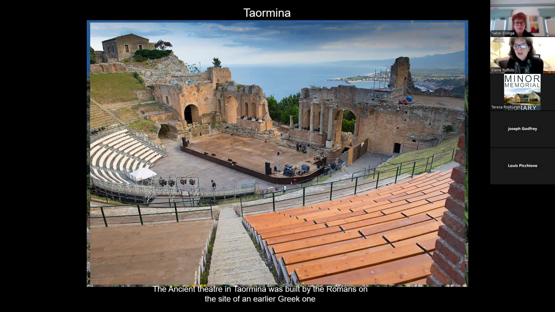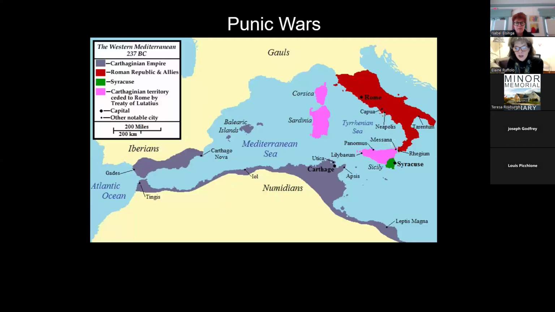But eventually, Sicily is going to get caught up in the Punic Wars, which pitted Rome against Carthage. Punic is the Latin word for Carthage. And it got caught up. Why? Location. Between Italy and North Africa.